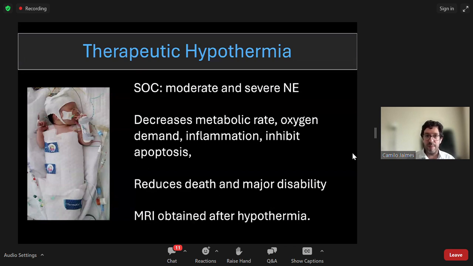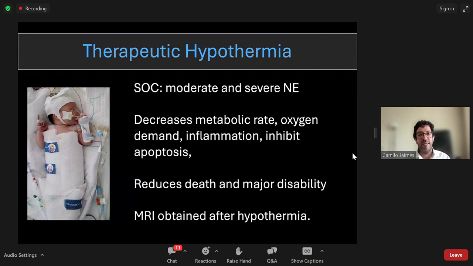I'm not going to dive too deep into this, but I think we all have been exposed to this. Colloquially speaking, we cool the baby 3 degrees for 3 days. And it's considered to be standard of care for moderate and severe neonatal encephalopathy. And it definitely decreases the rate of death and major disability in these two. In mild encephalopathy, the jury is still out as to what the gains from this are. But many centers, given how benign the safety profile of therapeutic hypothermia is, may still cool newborns with mild encephalopathy.